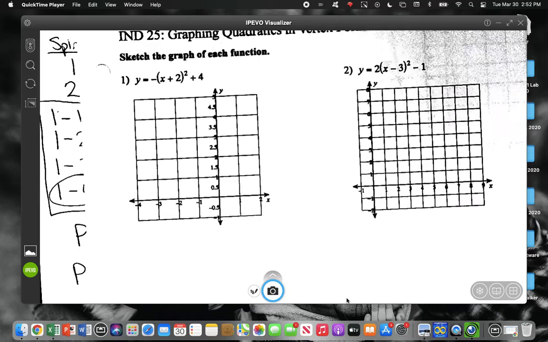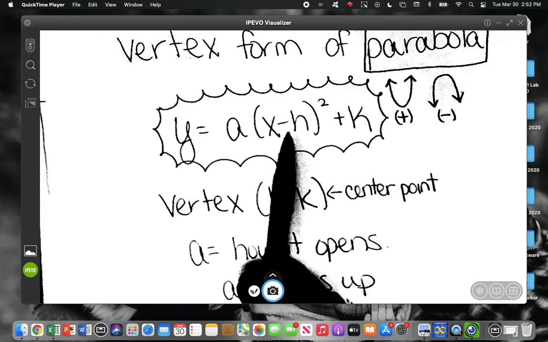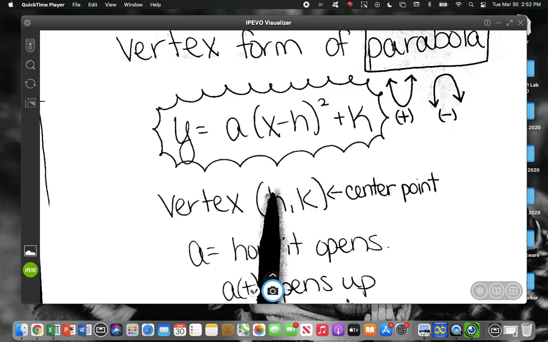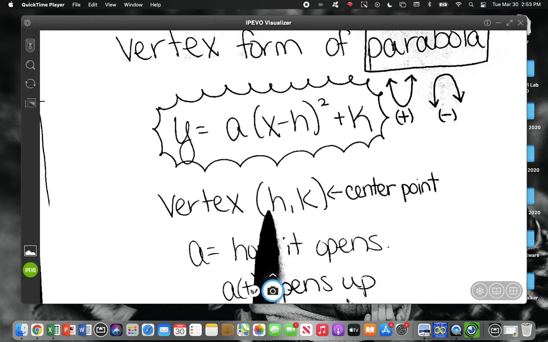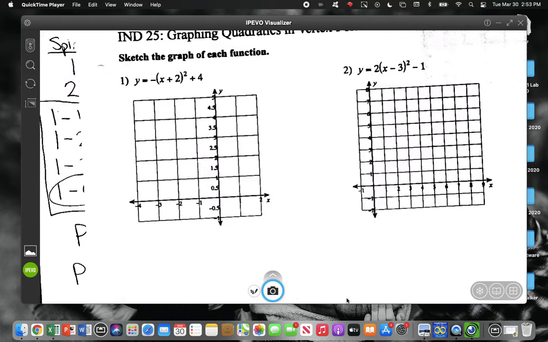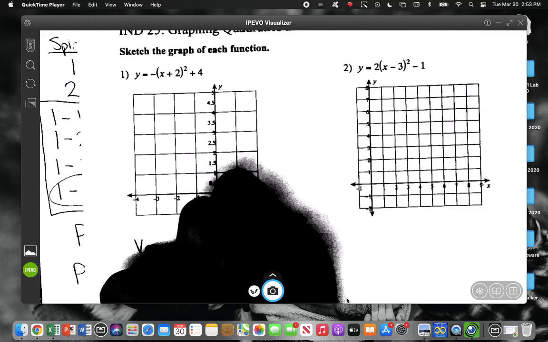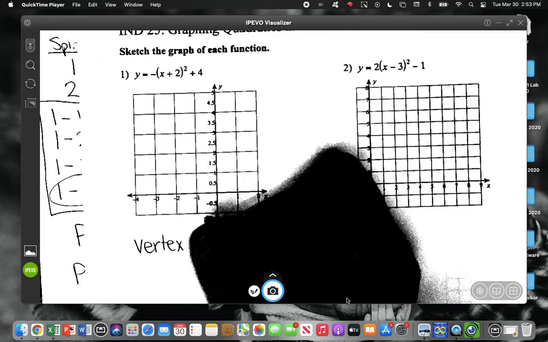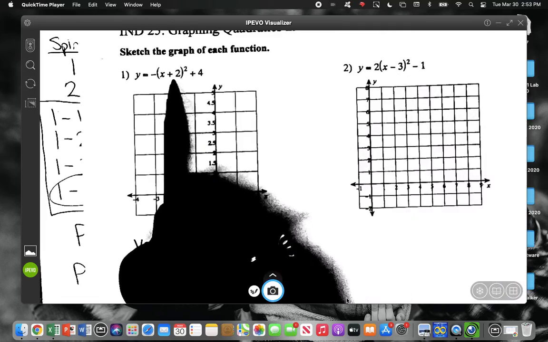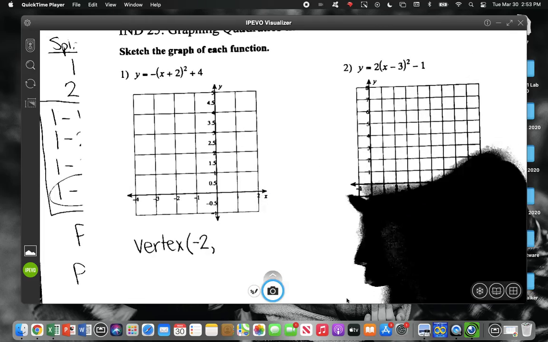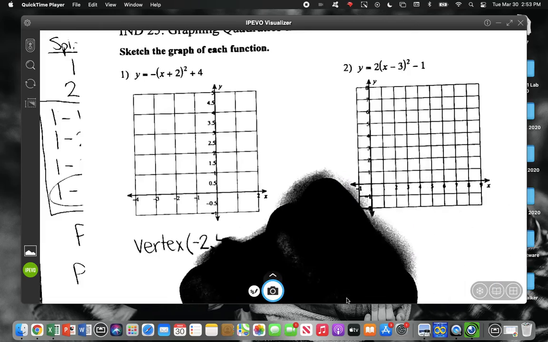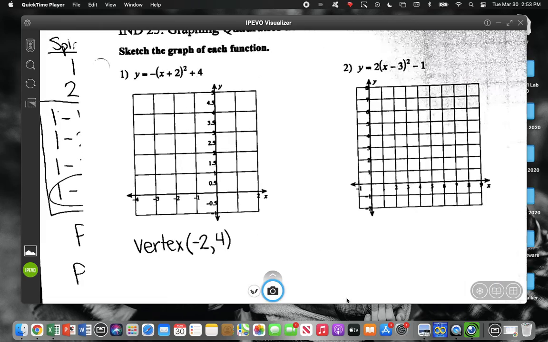I don't know if you noticed, in the formula, it said minus h, but the vertex is actually a positive h. So we always switch the sign of the x coordinate. The y coordinate of the vertex comes right down from the equation. So on this one, our vertex x coordinate is always the opposite of what you see. Since I see a positive 2 here, it's going to be a negative 2. And my y value is a positive 4. So we are going to graph a vertex at negative 2, positive 4.